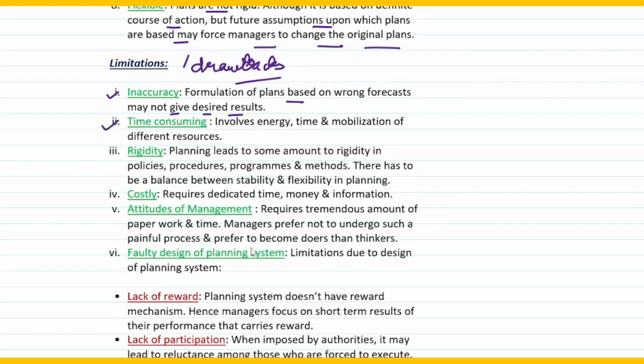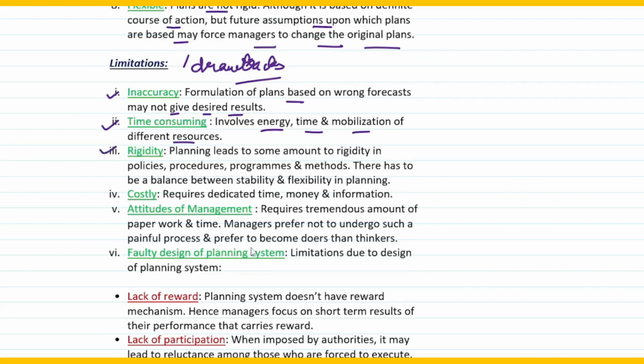Secondly, it's a very time consuming process. It involves a lot of energy, time and mobilization of different resources. Yes, because there are a lot of people involved in it, so there's energy consumption. Obviously, you have to spare some time dedicatedly for planning, and your resources should be allocated properly, because if there is no proper mobilization of resources, then your plan can go kaput, right?